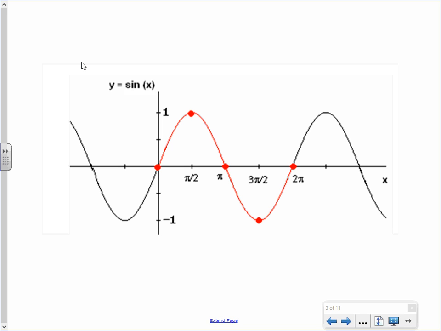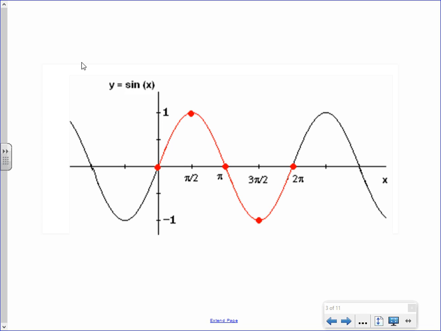In physics, have you talked about sound waves yet? Those of you in physics 1? No? Okay. You talked about them in physical science? No? Okay. When you get to the point that you talk about sound waves, trigonometric functions are related to sound waves.